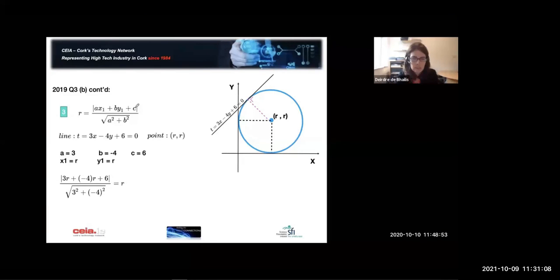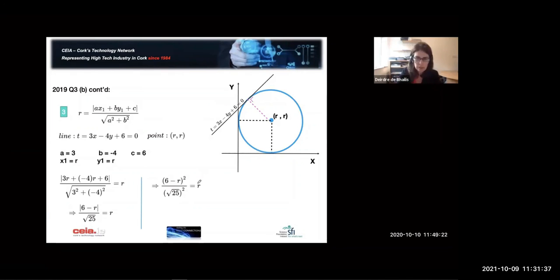Populating the equation gives me this. And tidying it up gives me the modulus of 6 minus r, over the square root of 25, is equal to r. Now, again, we've come across this in the exercises. We need to square both sides when we want to remove a modulus that has an unknown inside it.